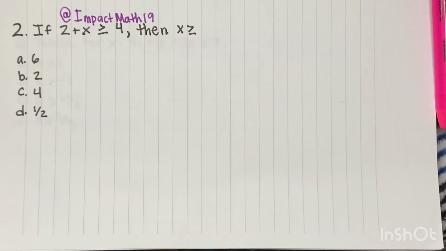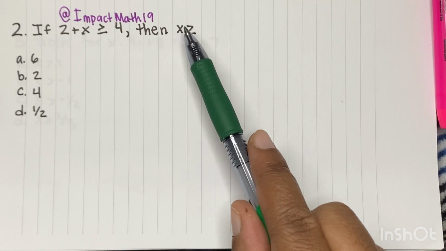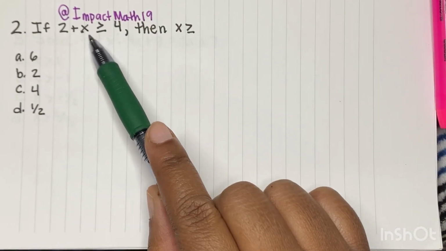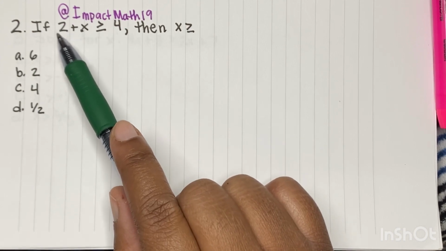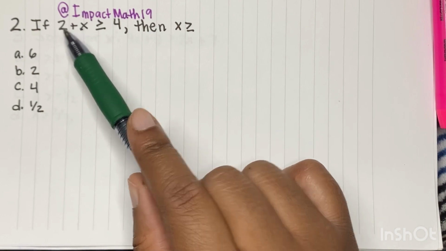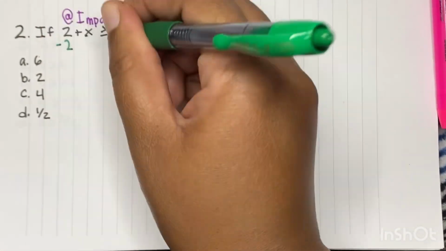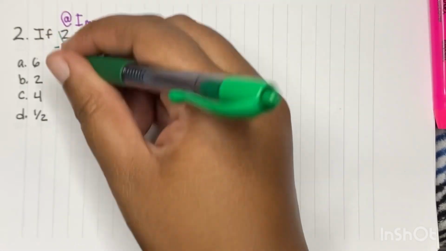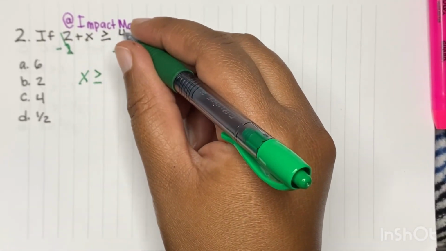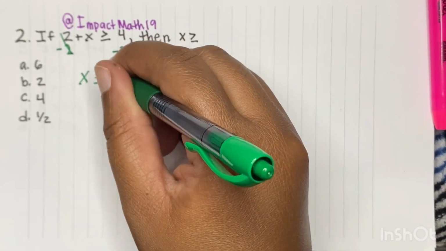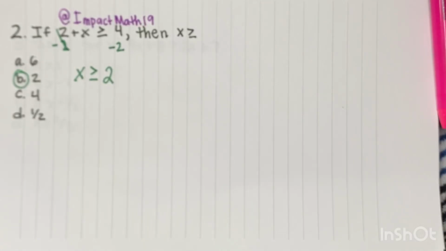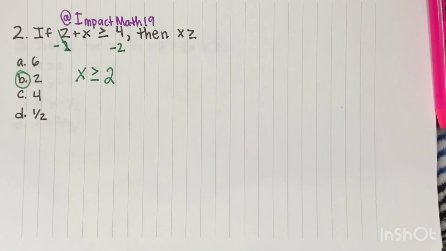If 2 plus x is greater than or equal to 4, then x is greater than or equal to what? So we want to get x by itself, so we want to move this positive 2 to the other side. We have to think about what undoes a positive. Well, if we minus 2 to both sides, then we have x is greater than or equal to 4 minus 2, which is 2. So B would be our answer.